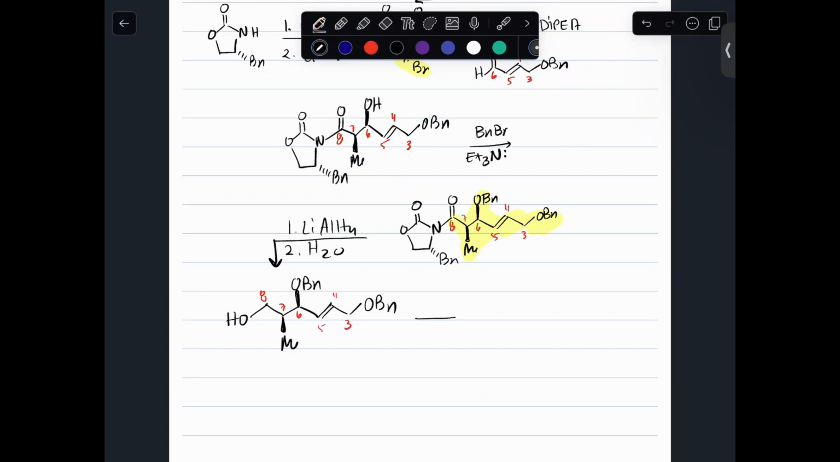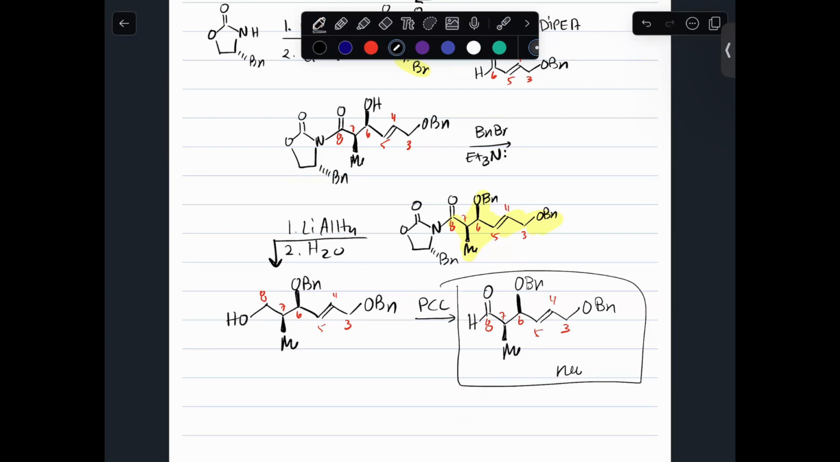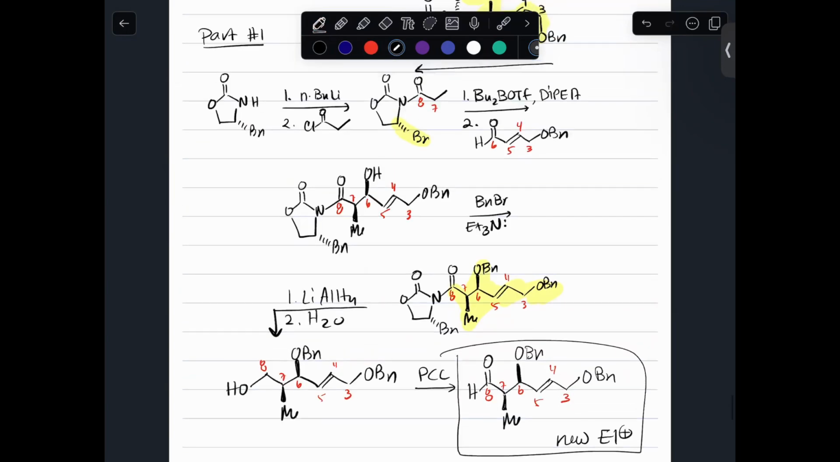He then oxidizes this with PCC to the aldehyde. Remember, PCC, Chem 124, is a mild oxidant, and it oxidizes primary alcohols to aldehydes. It doesn't take them all the way to the carboxylic acid. Now that I've got my aldehyde, this is my new electrophile.